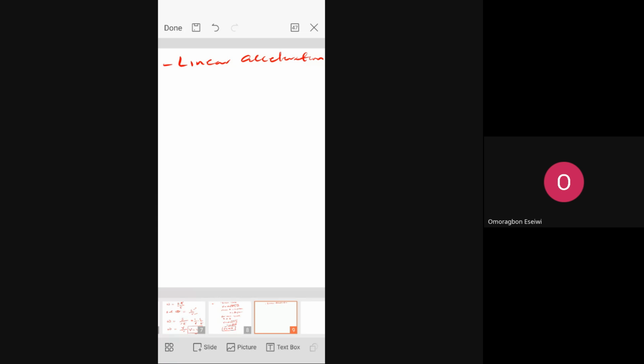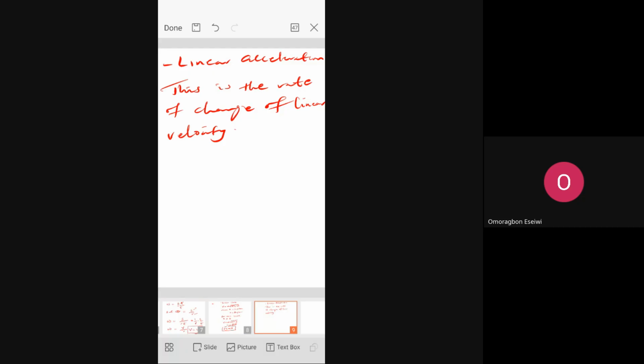So I said that linear acceleration is the rate of change of linear velocity. This is the rate of change of linear velocity, and that is what is called linear acceleration.